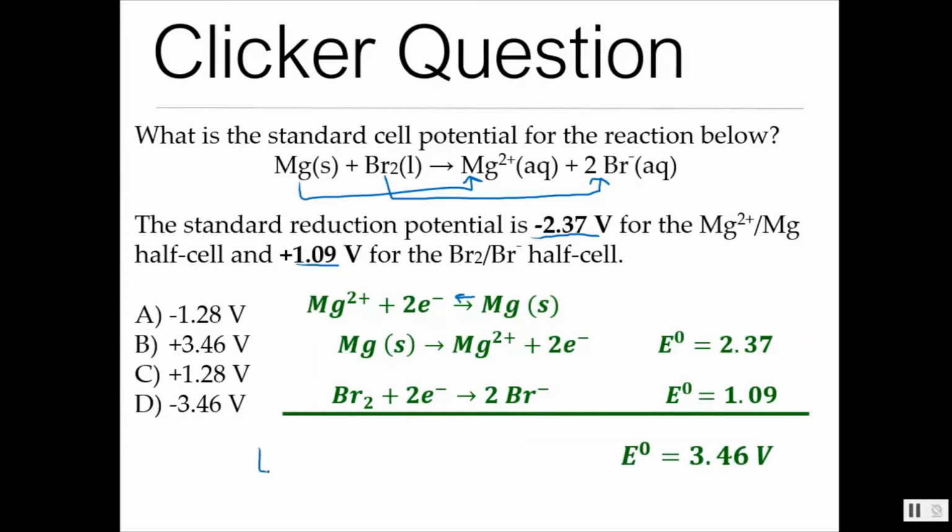Again, alternatively, you can use E cell equals E cathode minus E anode, and we see here again that the magnesium is where oxidation occurs, so that's our anode, and the cathode is where reduction occurs, so that would be equal to 1.09 minus our reduction potential for the magnesium, which we were told was negative 2.37, and we still get the 3.46.